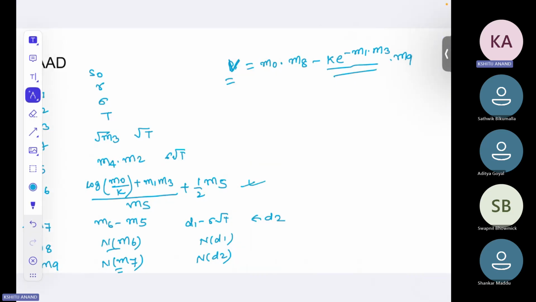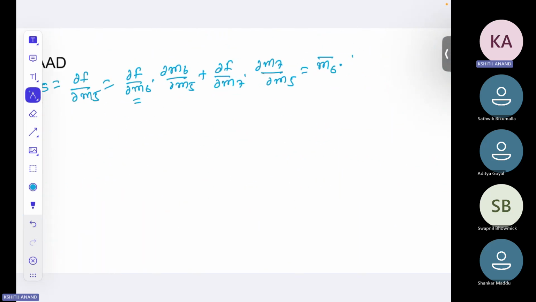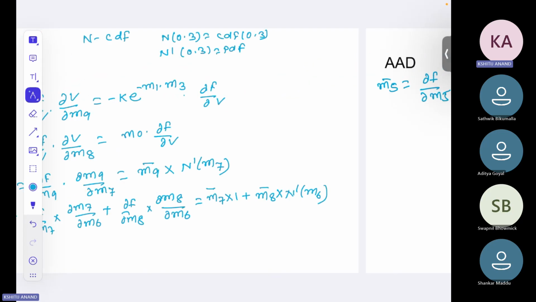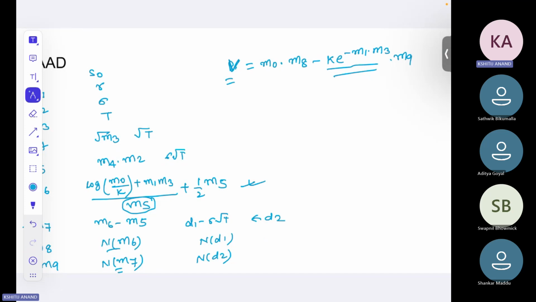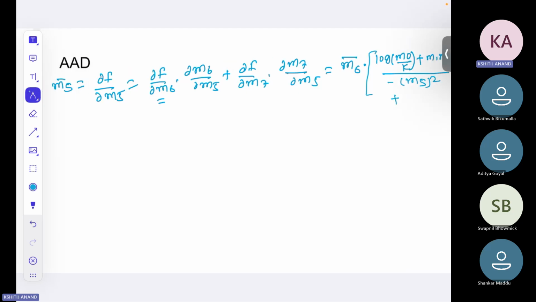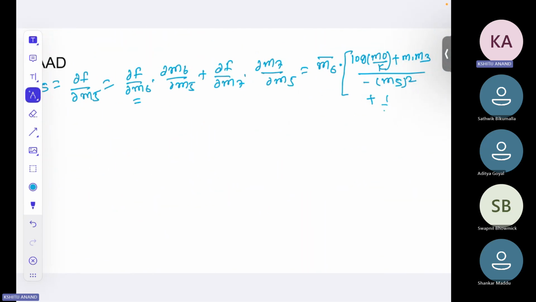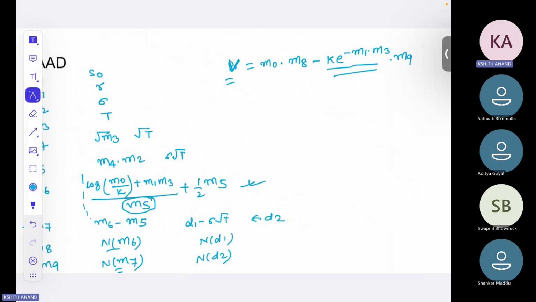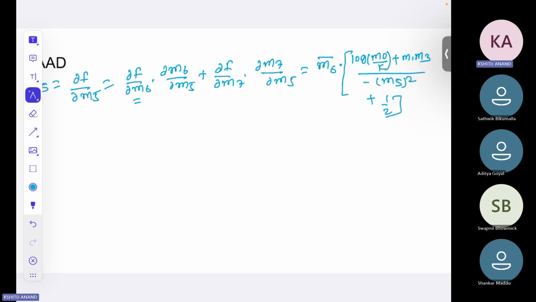It will be twofold, right? First of all, here it is appearing in the denominator, right? Everything else is constant in the numerator. So it will be log of M naught by K plus M1 M3 divided by dM5, which is appearing in the denominator. So what is the differentiation? Minus 1 by M5 square, right? So we can write minus M5 square. Again, one more term will be there, right? Plus this one plus half. Basically, we have to differentiate this whole function with respect to M5.